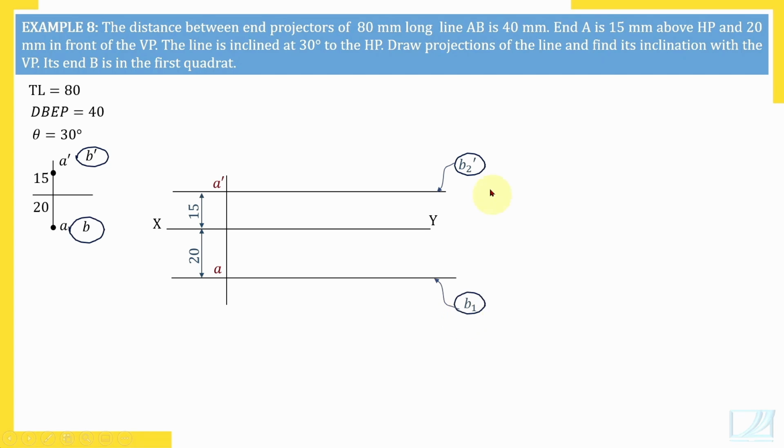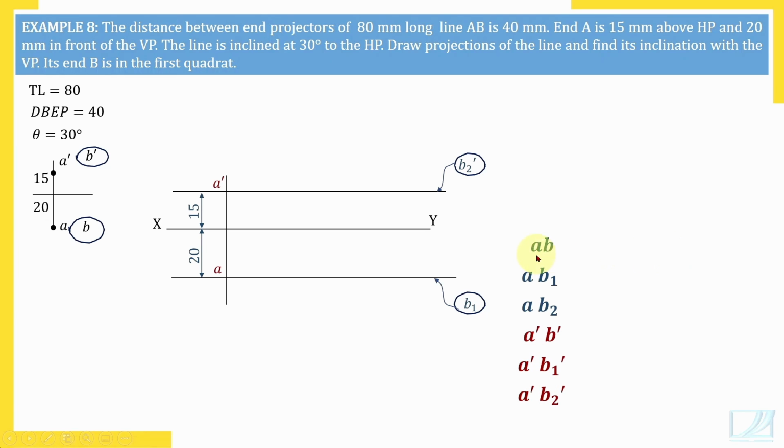If you are a little confused with this, I recommend you to watch the first two videos on projections of lines once again. When a line is inclined to both the reference planes, in our final drawing there must be 6 views of the line, 3 front views and 3 top views. Check here, these are the 3 top views, AB, AB1, AB2, and 3 front views, A dash B dash, A dash B1 dash, A dash B2 dash.